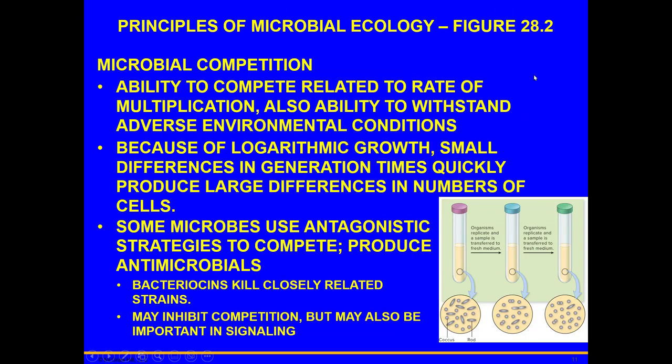Now, let's talk about microbial competition. This is the ability to compete related to the rate of multiplication. In other words, bacteria are going to compete, could be fungal cells, but whatever the case, those that reproduce fast and those that have the capability to withstand adverse environmental conditions will always come out much better. A lot of times, because of the logarithmic growth, one goes through binary fission now, folks: 2, 4, 8, 16, 32, 64, and so forth. That's logarithmic growth. Small differences in generation times quickly produce large differences in numbers of cells.